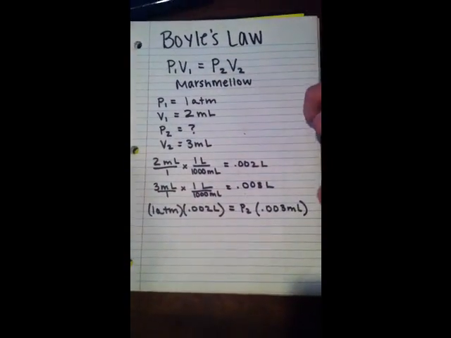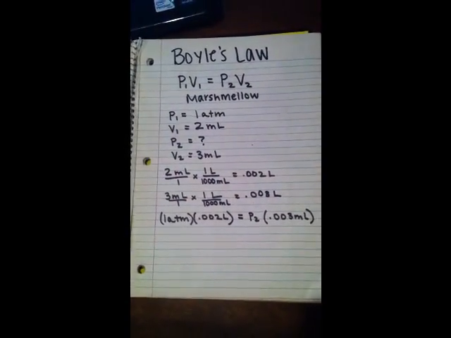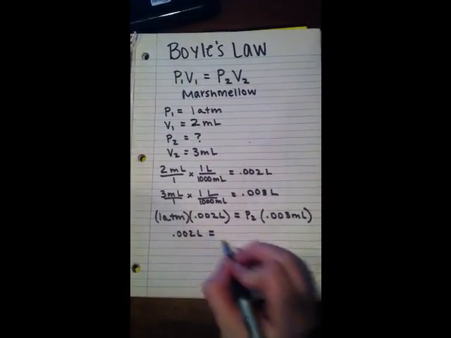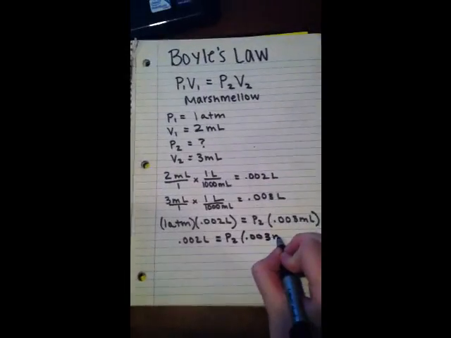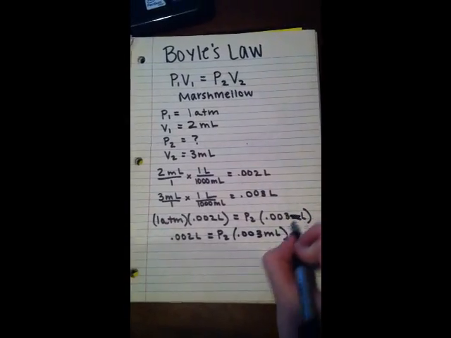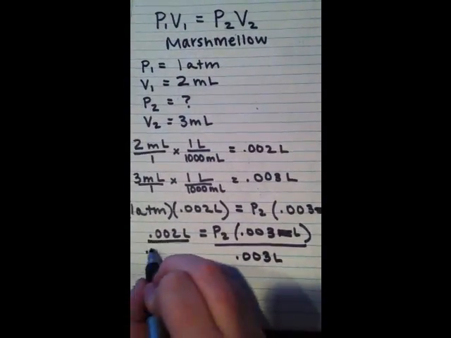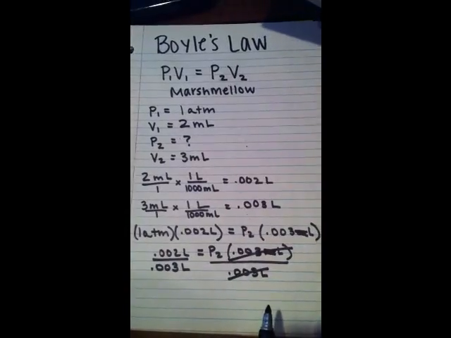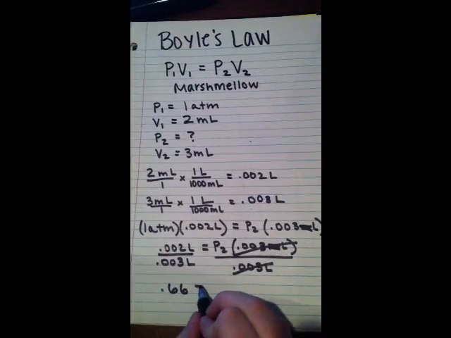Then we have our PV equals PV equation set up here. Now what we need to do is multiply the pressure and the volume, which is just going to equal 0.002 liters. And then that's going to equal our second pressure times our second volume, 0.003 liters. Okay, now we're going to divide both sides by 0.003 liters. And that gives us 0.66 equals our final pressure.